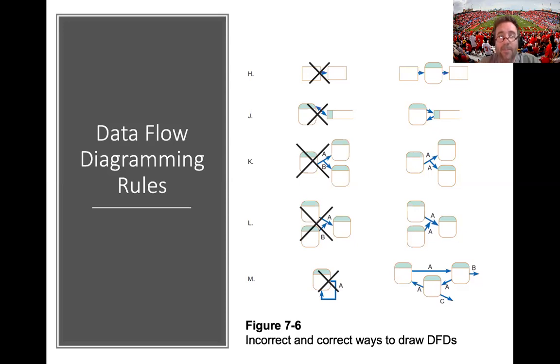And per M, you can't have a data flow leave a process and then come straight back into it without it touching any other process or data store or whatever. As you can see on the right-hand side, if the data flow leaves a process, it has to go to another process and then back again. Okay, so we have to have an external interaction for that to come back. Very good.